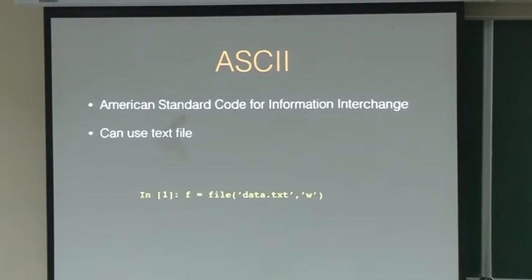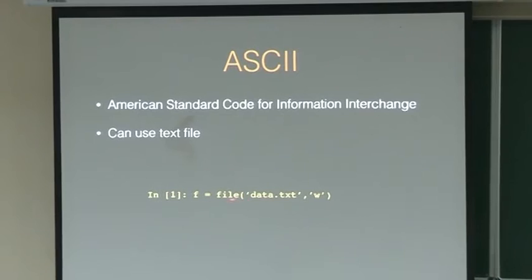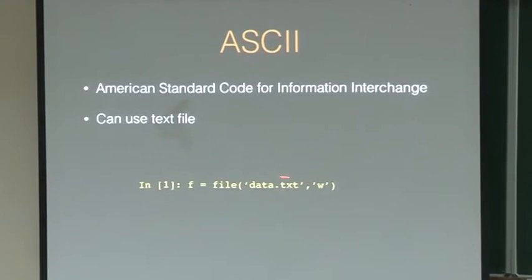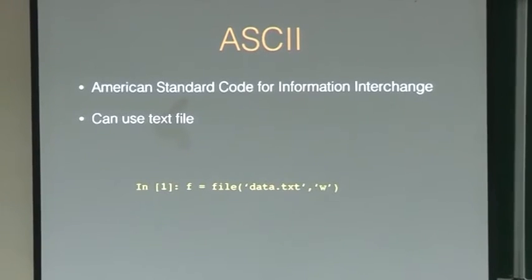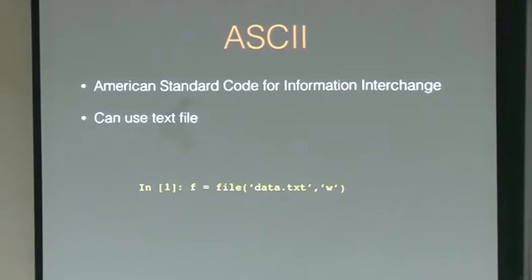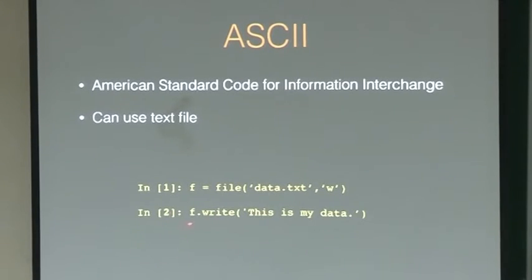For that you need to create an object f, using the function file. You keep the name data.txt, so data will be saved in this file, and w stands for writing. In the next line is f.write, and I have written 'this is my data'. This string will be written in that txt file, and next is to just say f.close. This is the simplest example to write whatever you want.